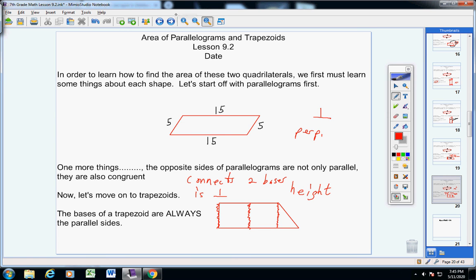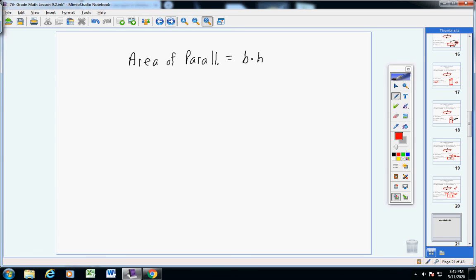Okay, not too bad. Okay, guys, in order to find the area of a parallelogram, you have to multiply the base times the height. Okay, the base times the height. So if I were you, I would copy that formula into your notes. Now, students, here we go. Okay, so in your notes, if I were you, I would copy down this parallelogram here. And now let's find the area of this parallelogram, okay?